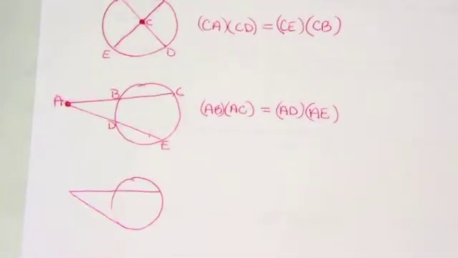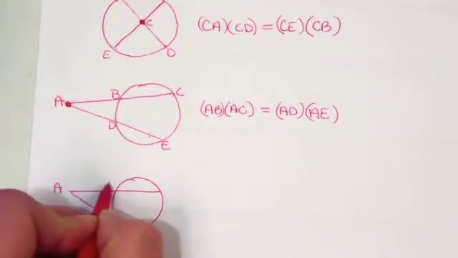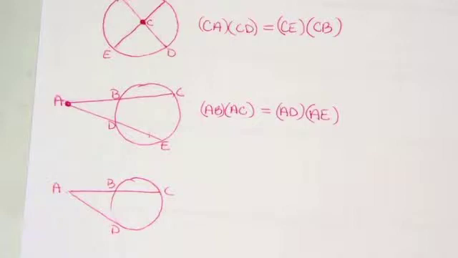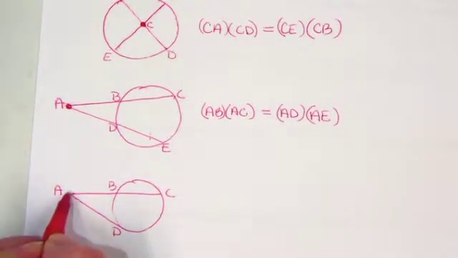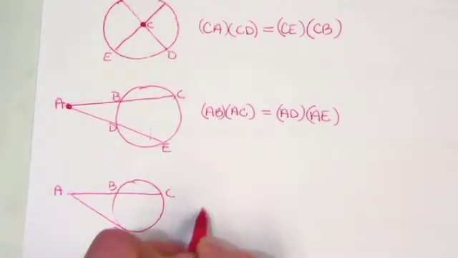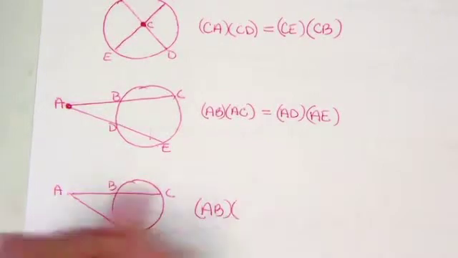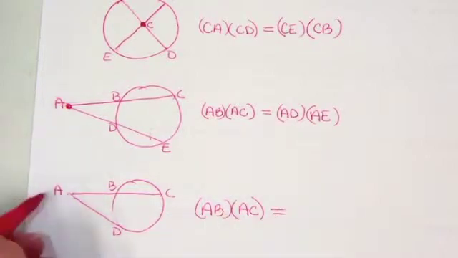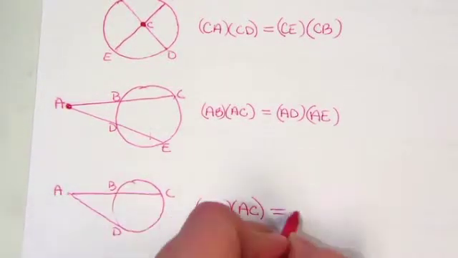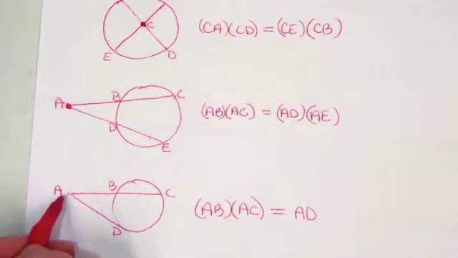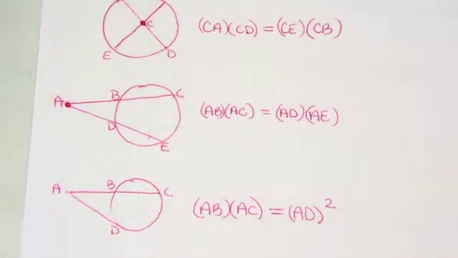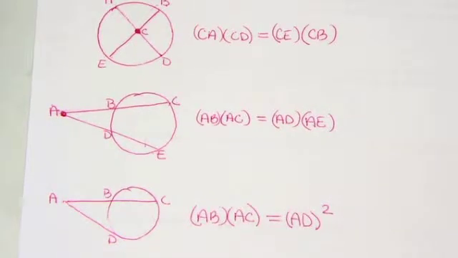And finally, in this last example, we have a secant and a tangent, one at a time. Point to circle AB, point to circle AC, equals, switch segments, point to circle AD, do it again, point to circle AD, or AD squared. And these are your three power theorems.